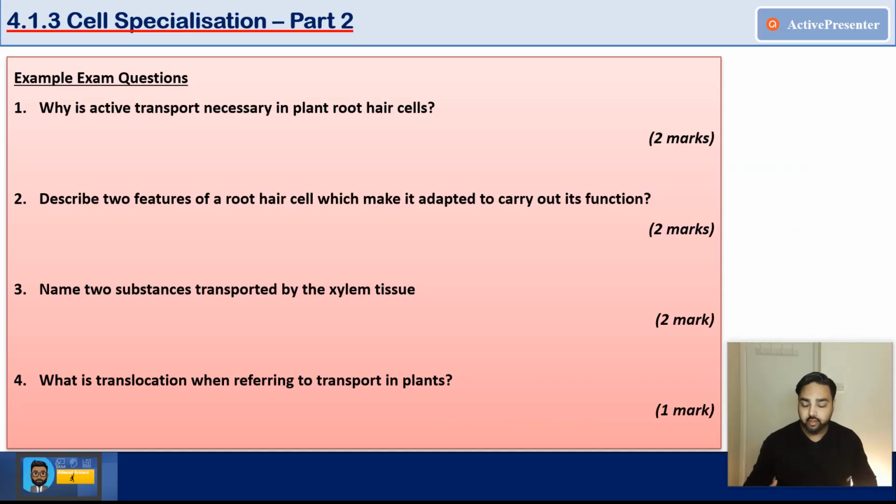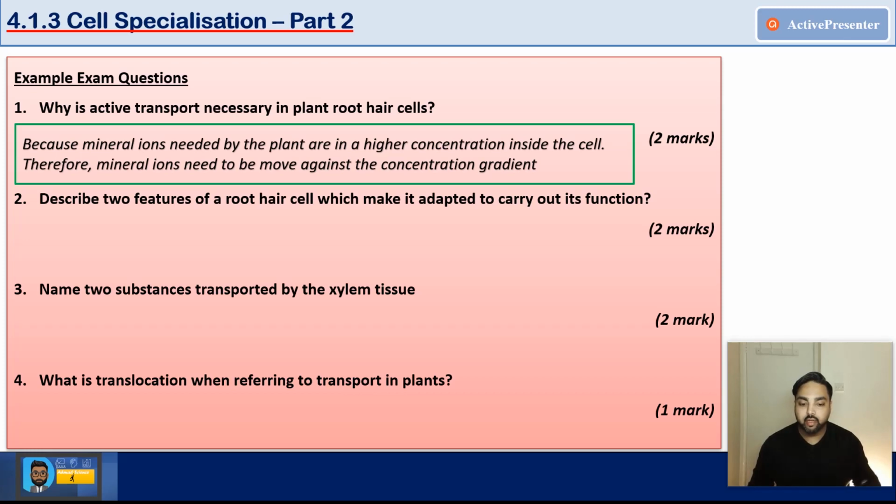So I'm going to go through the answers. Why is active transport necessary in plant root hair cells? So what do we know about active transport? Well, clearly it needs energy in order to take place, and therefore it requires mitochondria. Why is that needed? Well, we need to move something against its concentration gradient, so whatever we're absorbing is in a lower concentration outside the cell and a higher concentration inside the cell. Because the mineral ions needed by the plants are in higher concentration inside the cell, mineral ions need to move against the concentration gradient. Again, if you need more explanation on that, go watch the video on active transport.